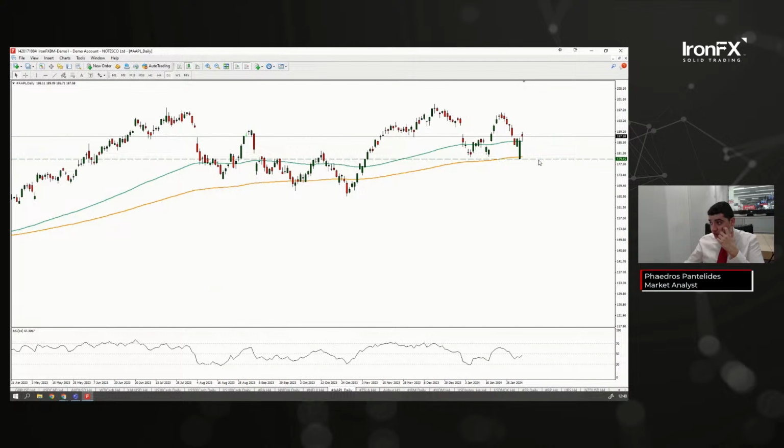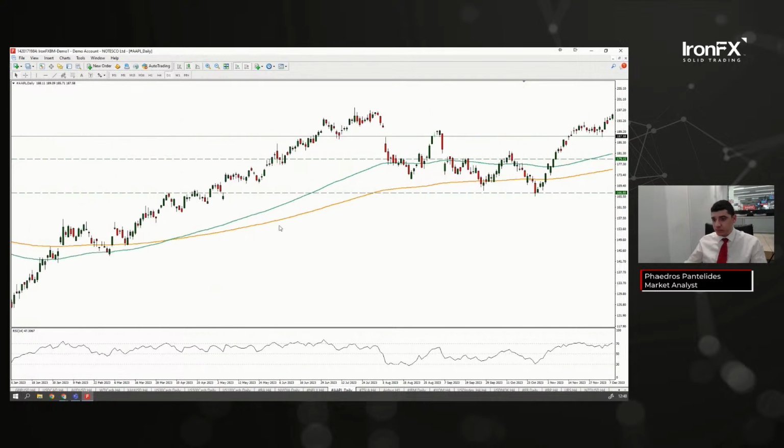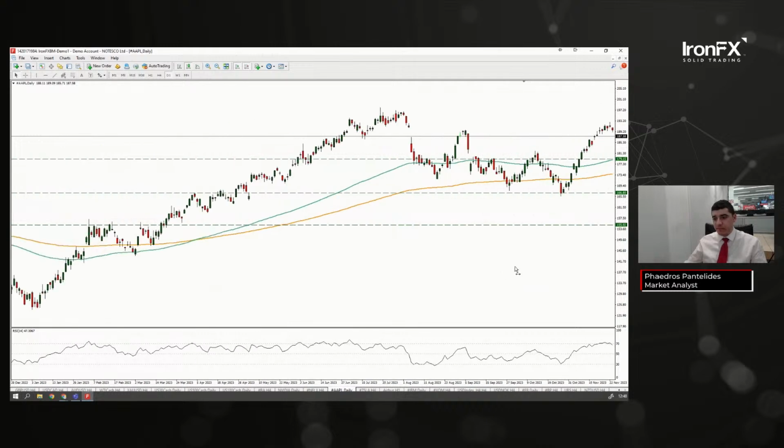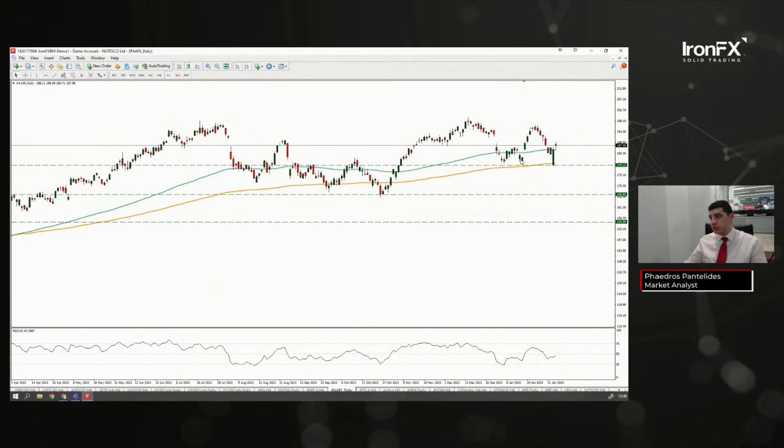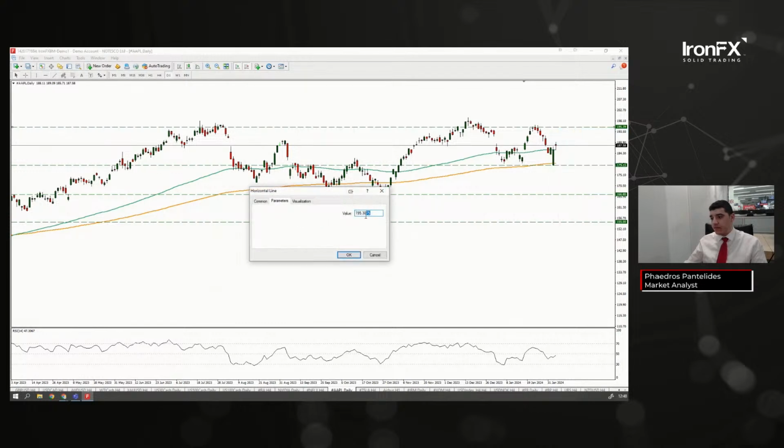So you have S1, 179.15. $166.80 for S3, taking this old high, 155.0. For resistance, recent high, 195.40.